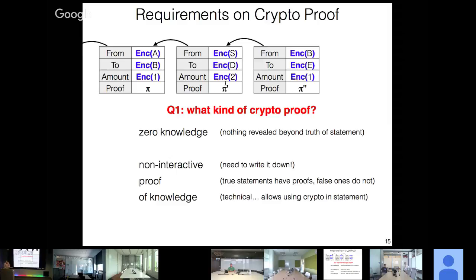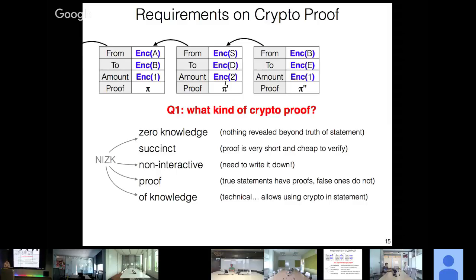It has to be a proof of knowledge. I will not get to what this means, but what I'm getting to is that these 4 properties are something you may have seen before, something called a non-interactive zero-knowledge proof. It comes up sometimes in cryptography courses you may have taken before coming to Google.